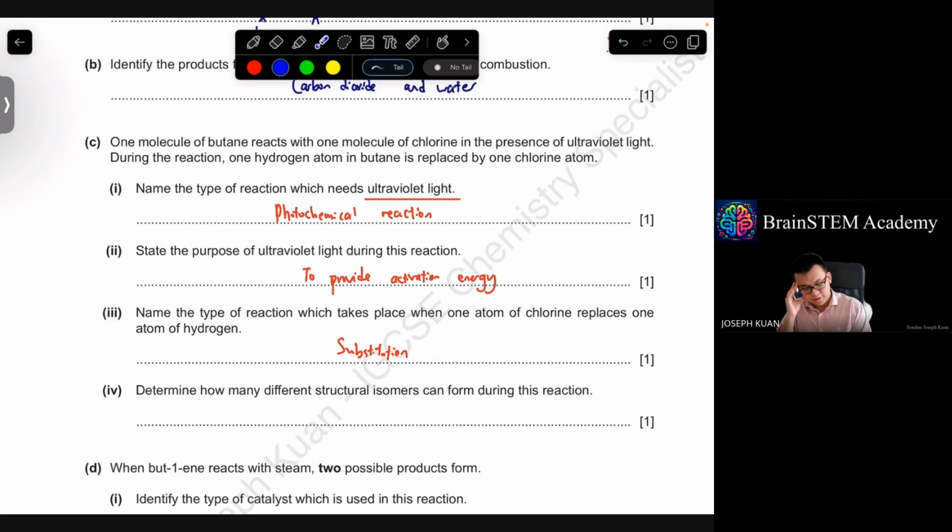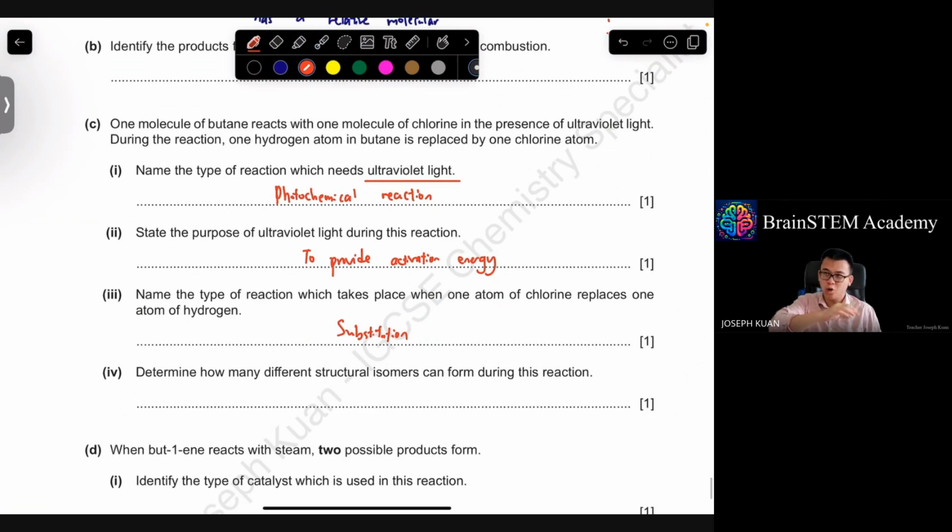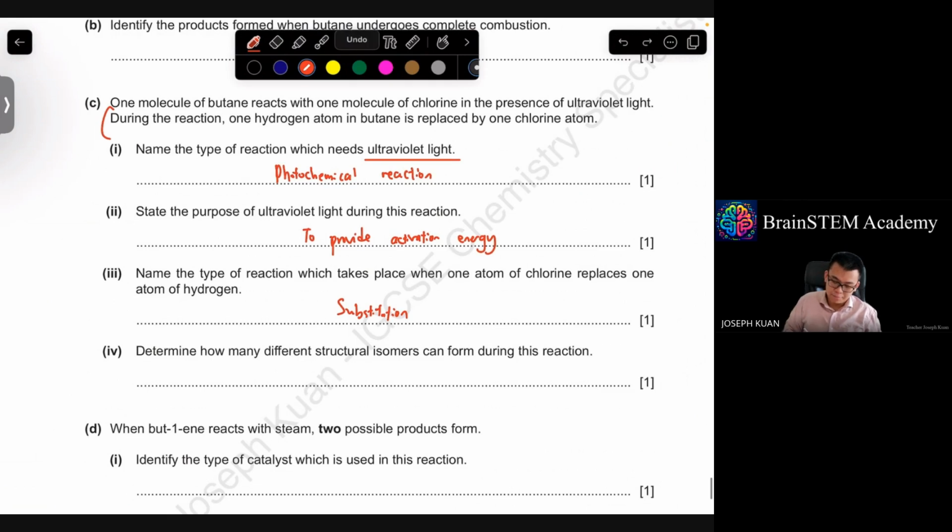Determine how many different structural isomers can be formed during this reaction. Oh, wow. Am I overcomplicating this question? I think I am. I was thinking of the whole reaction, like each hydrogen gets substituted, but no, it's just the first step. So in the first step, you might form 1-chlorobutane or 2-chlorobutane. So two structural isomers.